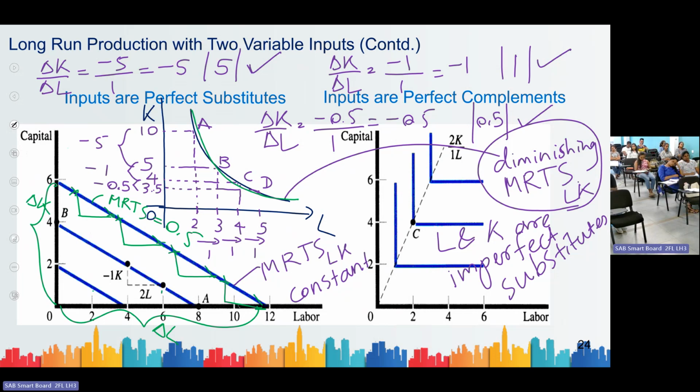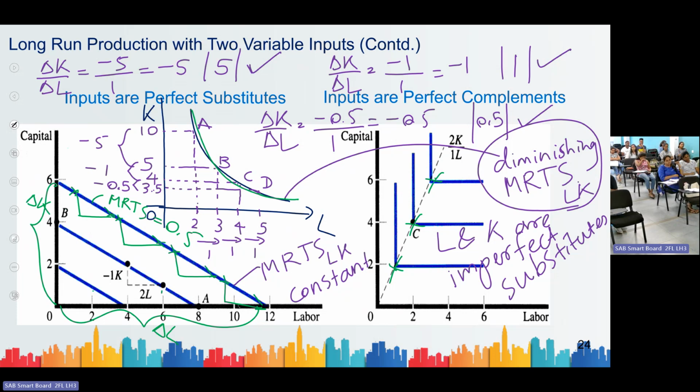And in this case, the two inputs are perfect complements. The production will happen only at these corners. Production will not happen on these vertical and horizontal lines. To produce one unit, there is a particular ratio at which the two inputs should be combined.